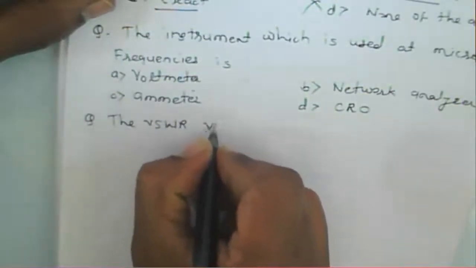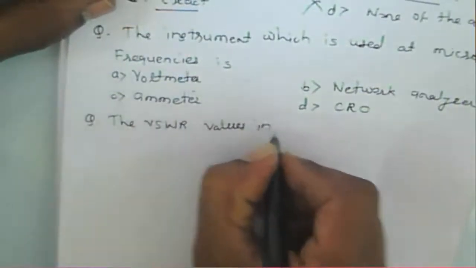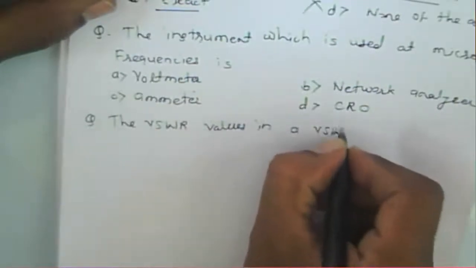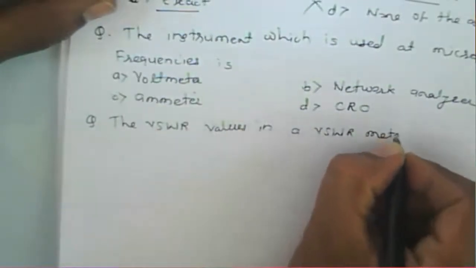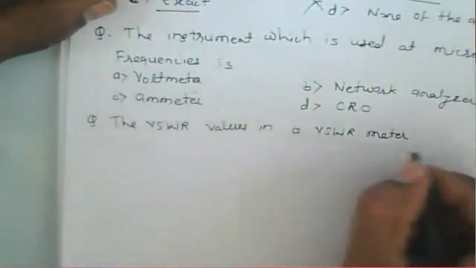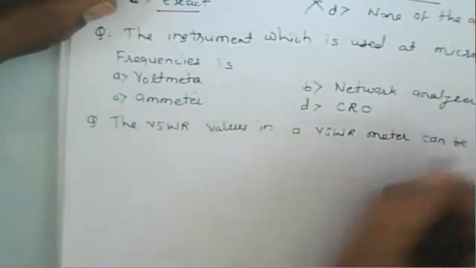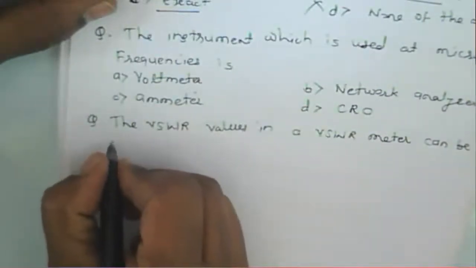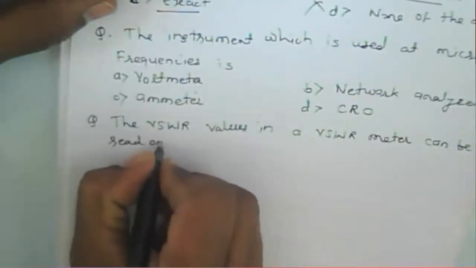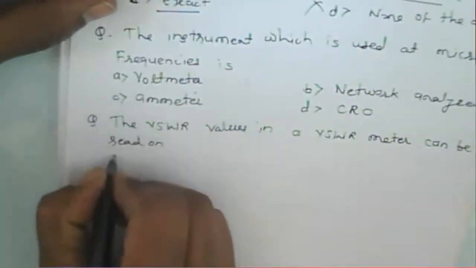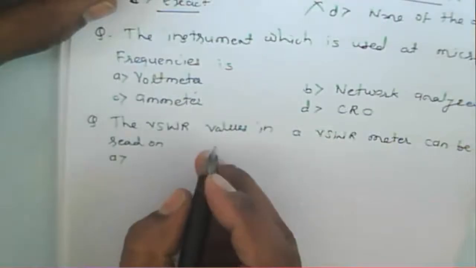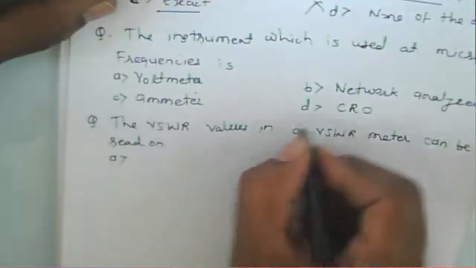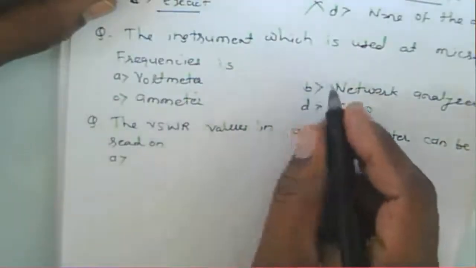The VSWR values in a VSWR meter can be read on A.